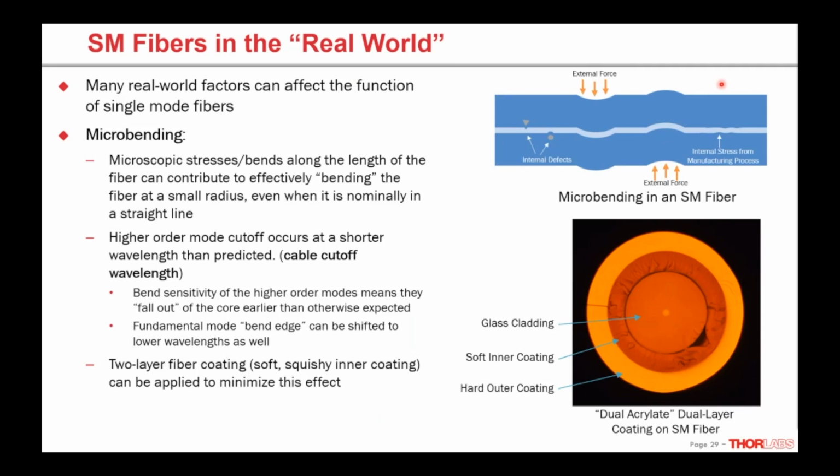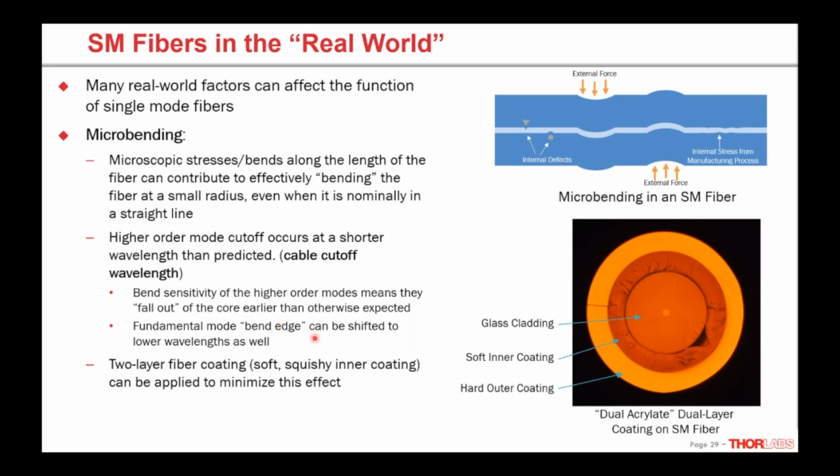You might have noticed in this talk for SMF28, I calculated the cutoff wavelength as 1500 nanometers. On our measurements, we measured it at, I think, around 1325. And one reason for that is microbending. In addition to the cutoff wavelength shifting to a little bit shorter wavelengths, the bend edge does as well.